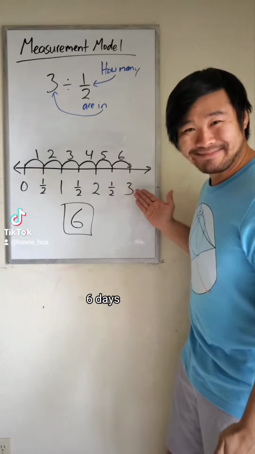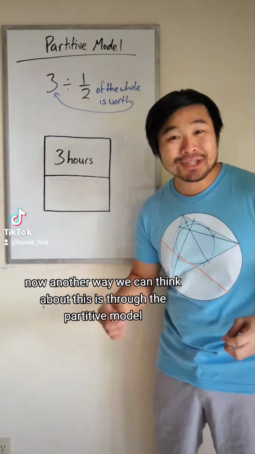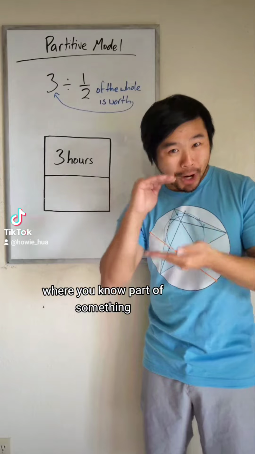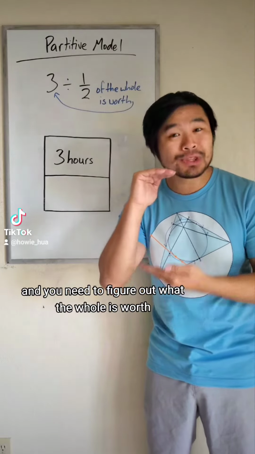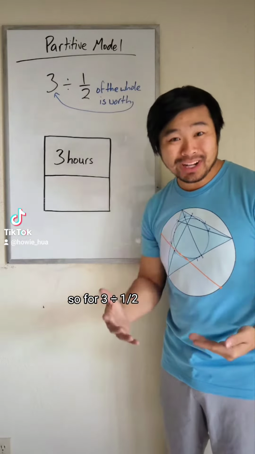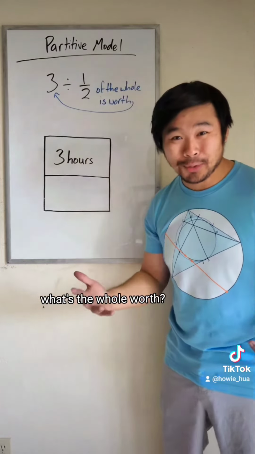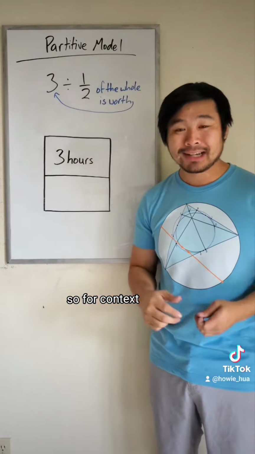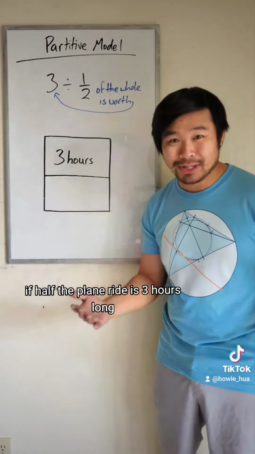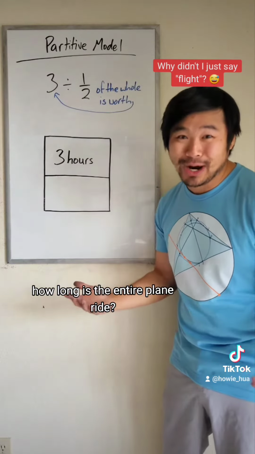6 days. Now, another way we can think about this is through the partitive model, where you know part of something and you need to figure out what the whole is worth. So for 3 divided by 1/2, if half of the whole is worth 3, what's the whole worth? So for context, if half the plane ride is 3 hours long, how long is the entire plane ride?